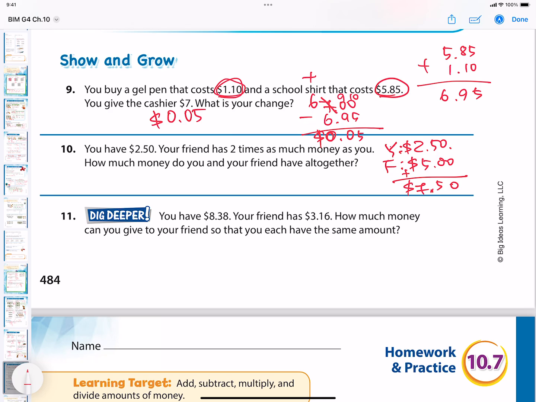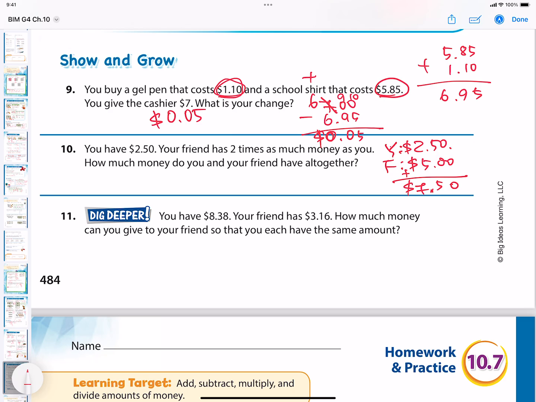I'm not going too fast, right? You understood this, right? Okay, because you have $2.50, and Mr. Lee gave you $2.50 again. How much do you have? That's $5, right? That's what multiplication is, right? 2 times. Okay. All right. So number 11, dig deeper.